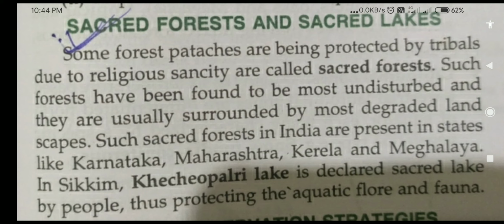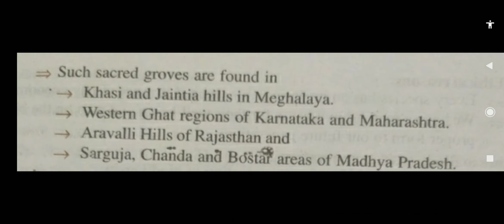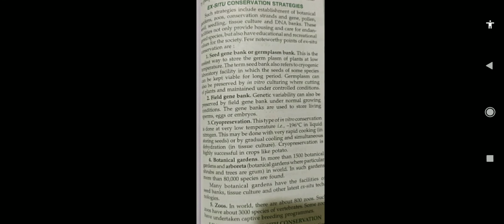So it means this type of lake and forest get protected by tribal people or villagers due to religious beliefs. And sacred groves are found in Khasi Jaintia Hills in Meghalaya, the Western Ghat region of Karnataka and Maharashtra, the Aravali Hills of Rajasthan, and the Sarguja, Chanda, Bastar area of Madhya Pradesh.